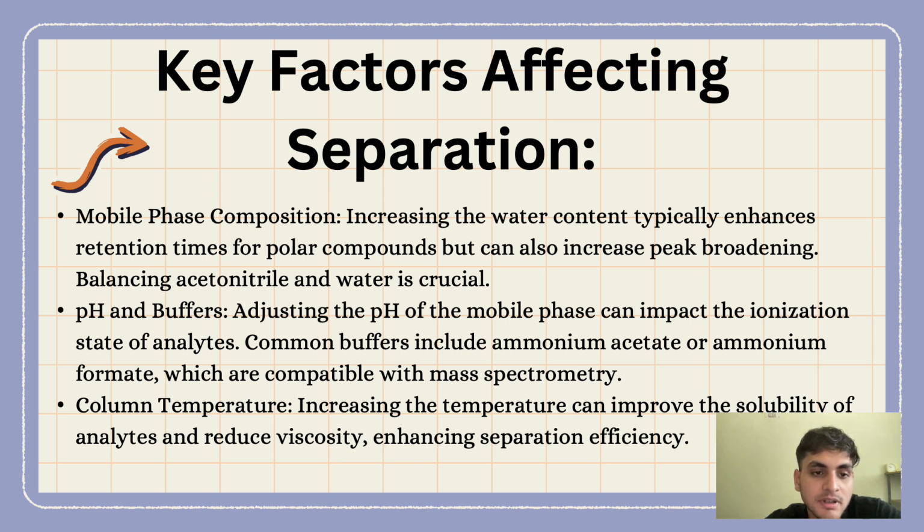pH and buffers. Adjusting the pH of the mobile phase can impact the ionization state of analytes. Common buffers include ammonium acetate or ammonium formate, which are compatible with mass spectrometry. Column temperature. Increasing the temperature can improve the solubility of analytes and reduce viscosity, enhancing the separation efficiency.